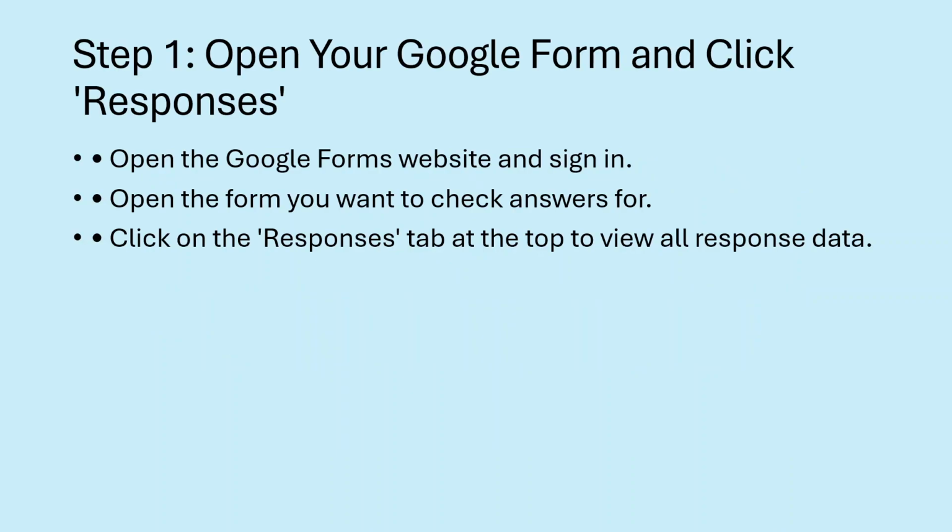Step 1. Open your Google Form and click Responses. Open the Google Form website and sign in. Open the form you want to check answers for. Click on the Responses tab at the top to view all response data.